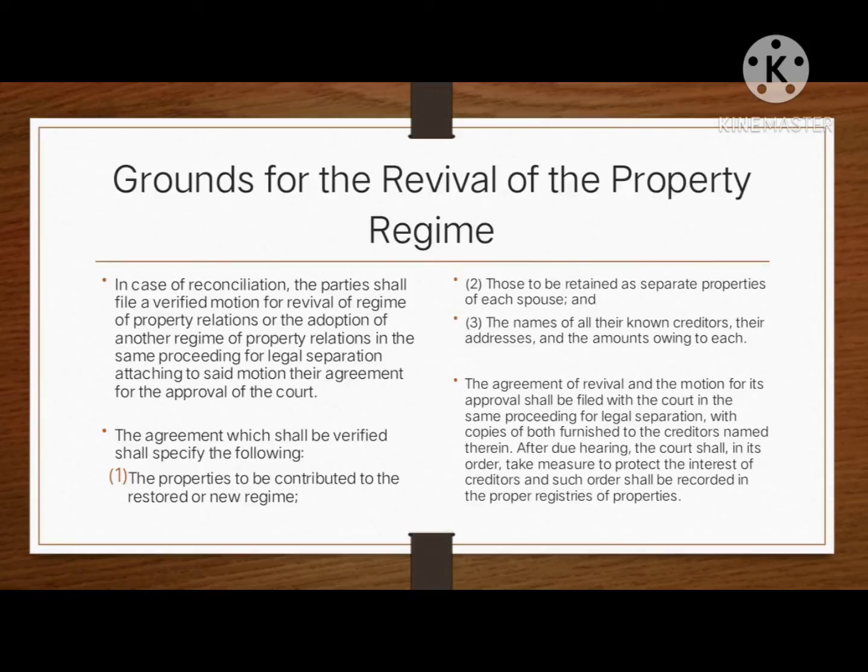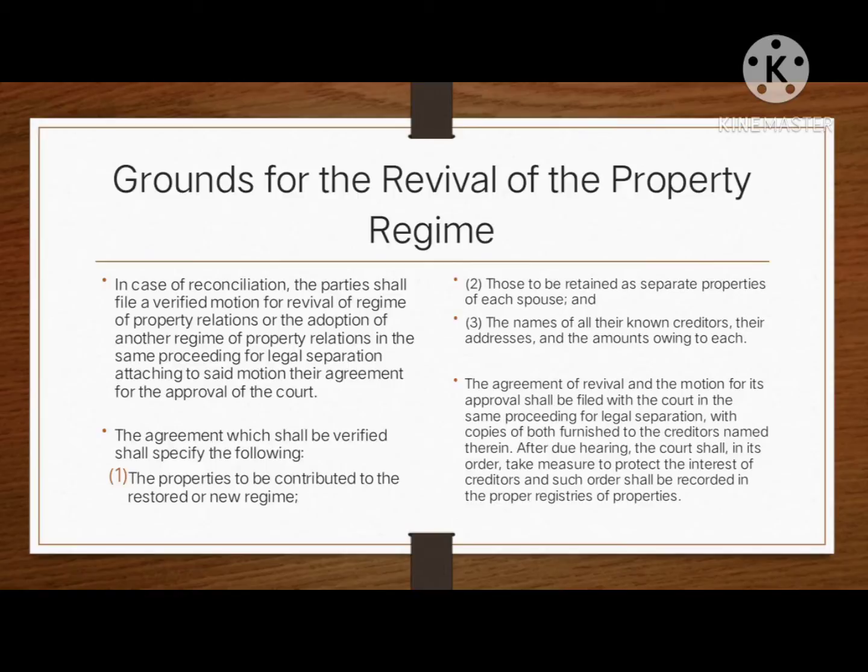So the agreement of revival and the motion for its approval shall be filed with the court in the same proceeding for legal separation, with copies of both furnished to the creditors named therein. After due hearing, the court shall, in its order, take measures to protect the interest of creditors, and such order shall be recorded in the proper registries of properties. So the legal basis for the separation of properties will still be part of the property regime that the couple will undergo.